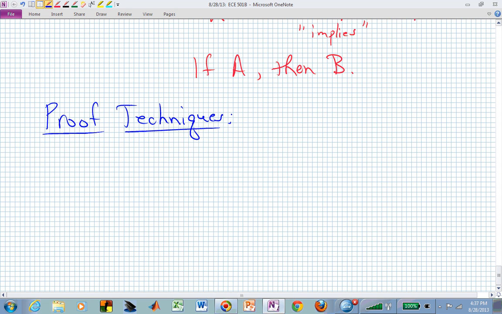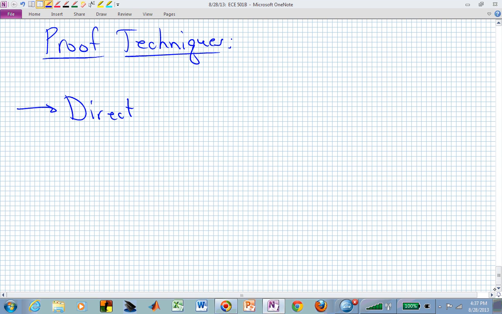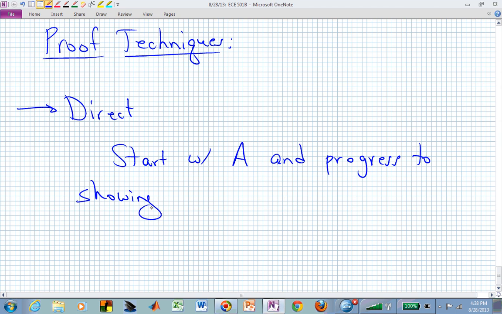One is, I'll just say, a direct proof, where we start with A and we simply continue to evolve that A, that true statement, into the other true statement, which is B. So in this approach, we start with statement A and progress through the process to showing that statement B is true.